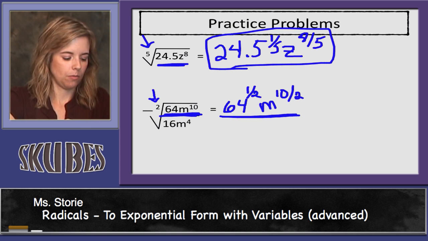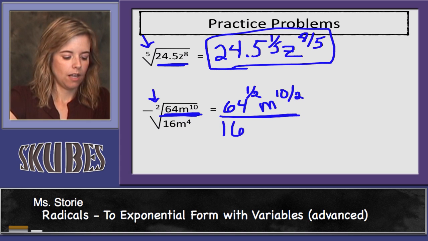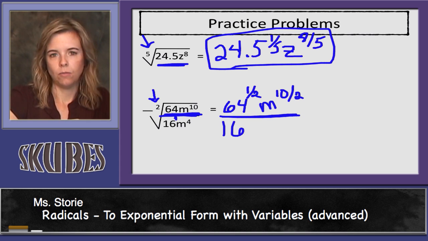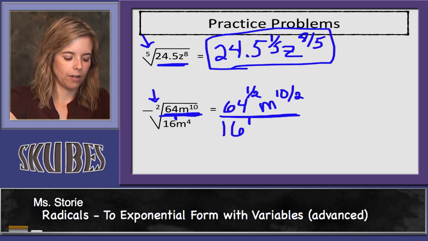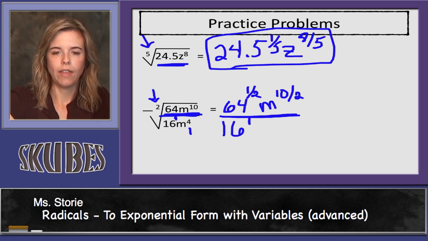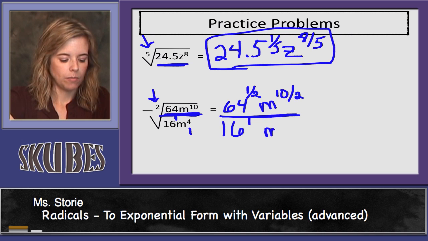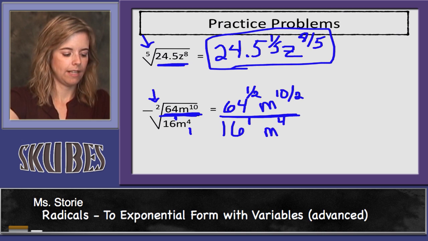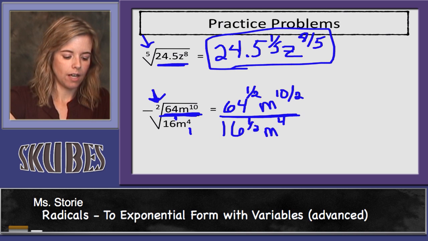Now we're going to look at the denominator portion. We've got a 16. No exponent there, so it's assumed to be a 1. That's our numerator. And then we've got m to the 4th, and it does have an exponent, so that becomes the numerator here. Same index of 2, so both of these are written on top of the 2.